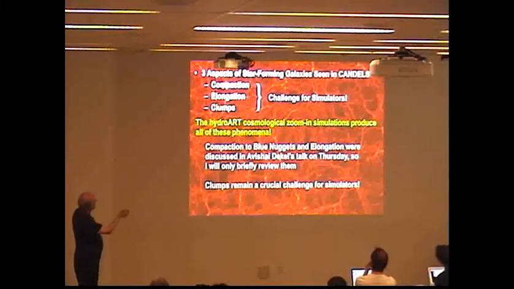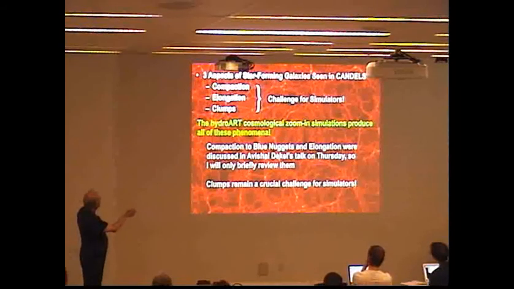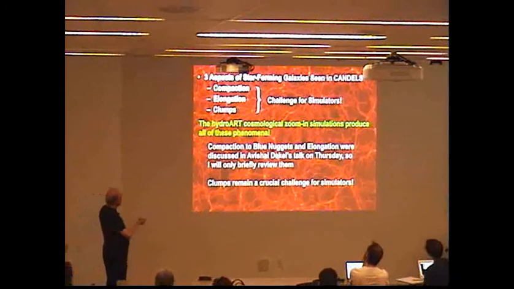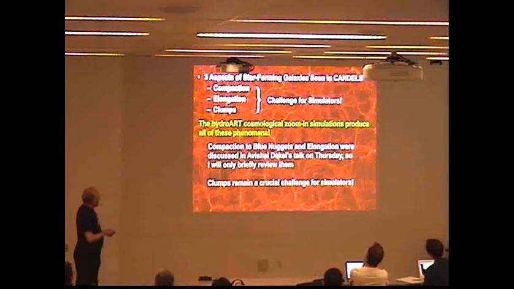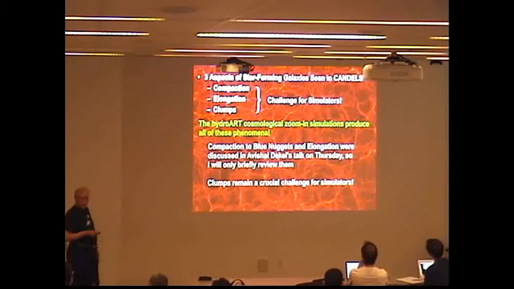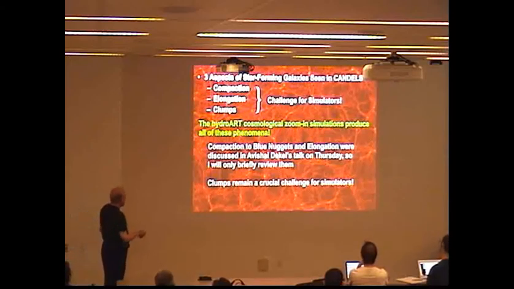So, as you heard from Avishai, they produce compaction, they produce elongated early galaxies in agreement with observations, and they produce clumpy star formation. I'm just going to very quickly go through the first two topics because Avishai reviewed them very well and in some detail yesterday, and then I'll talk a bit about clumps.